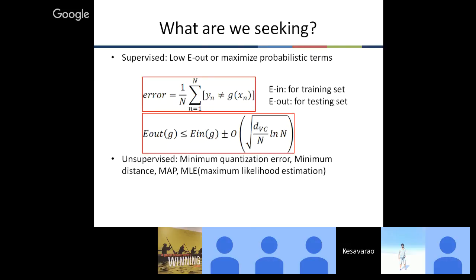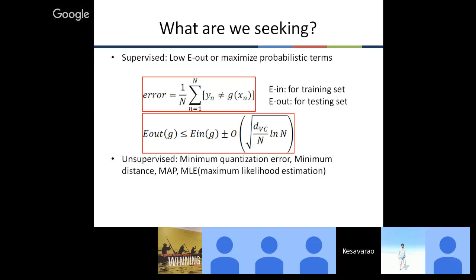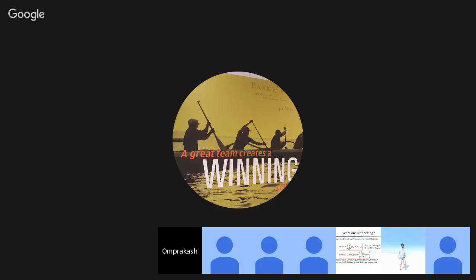So E out of g is equal to or less than E in of g. G is, I think, in this case, global, right? Global or? No. Okay, that's fine. So here we'll try to understand more.